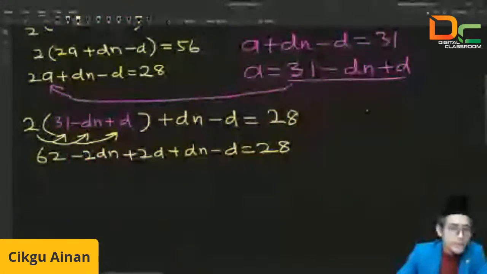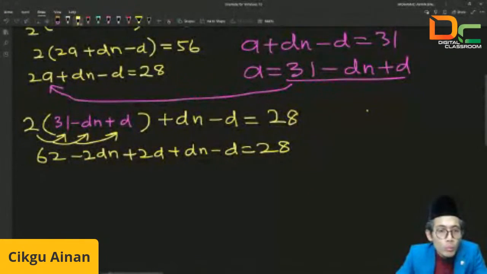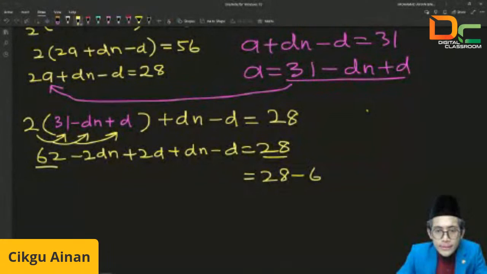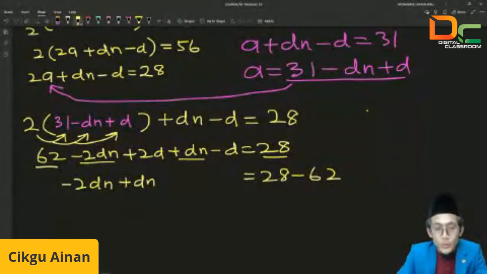Okay, let's scroll down a bit. So many numbers, dizzy. Okay, so 62 can bring there. We can group the numbers together. So 28 minus 62. Okay, and then this one minus 2dn plus dn. So minus 2dn, we group them, put them aside, so we can see what to do next. Okay, and then this one plus 2d minus d.